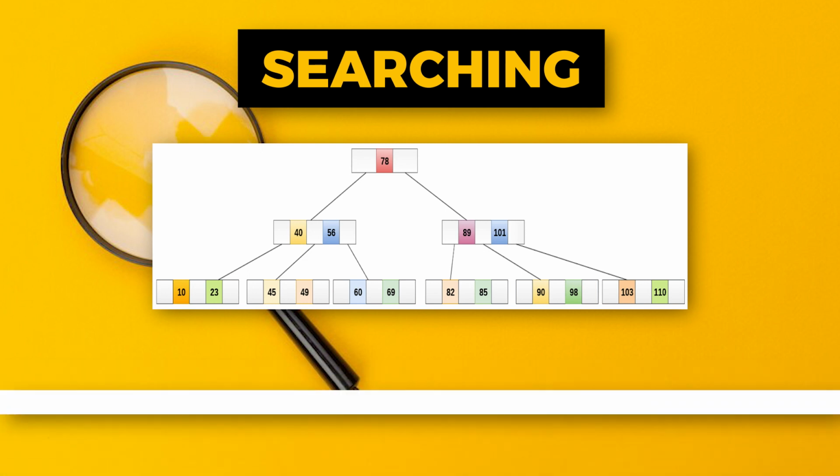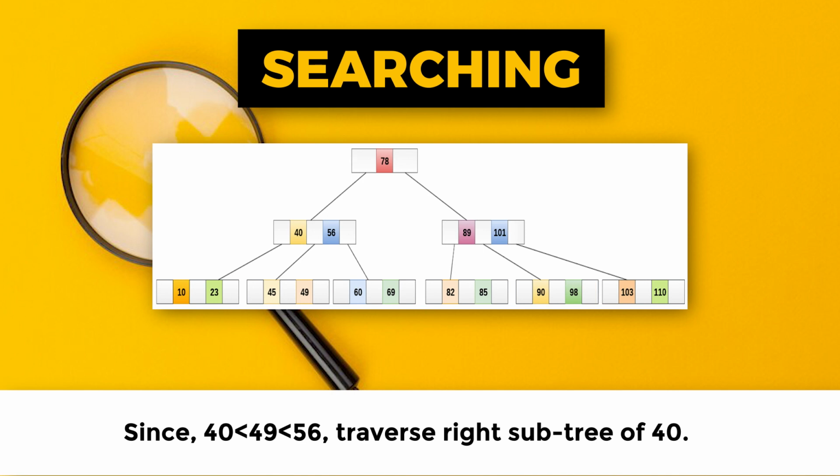Okay. Now go for the second one. Here the internal nodes are 40 and 56. Again we start the comparing operation. First we compare with the first item, 40. So 49 is greater than 40, so our pointer will jump to the next item, 56. Now 49 is less than 56. So we have to understand 49 should lie between 40 and 56, so we have to check the child between 40 and 56. So traverse the right subtree of 40, or we can say the left subtree of 56.